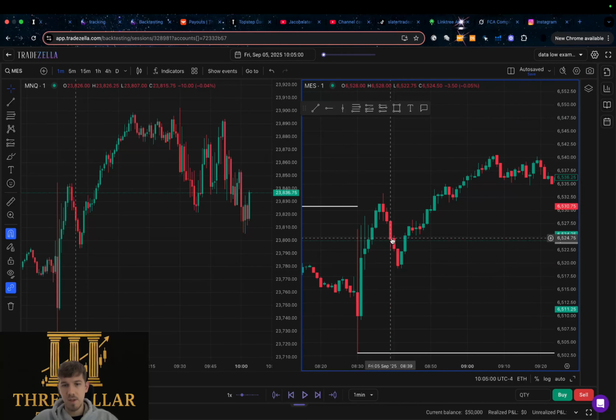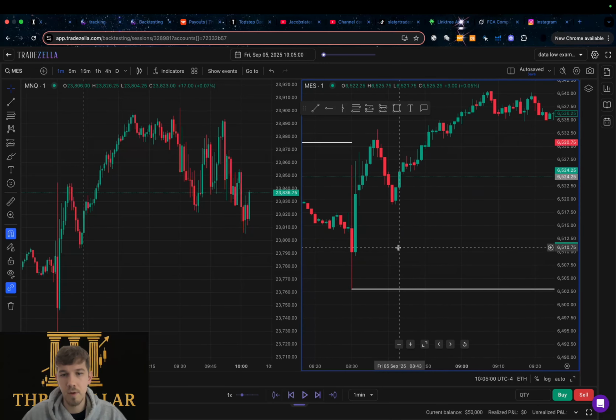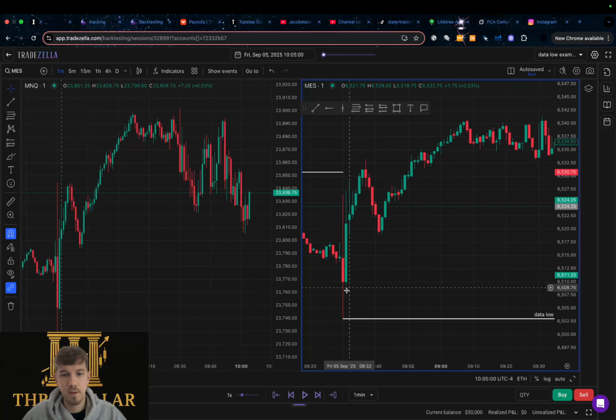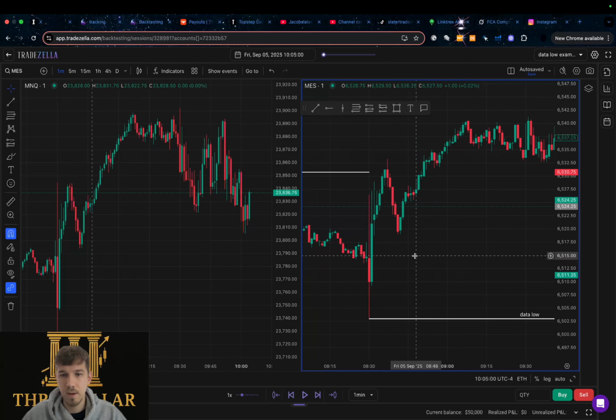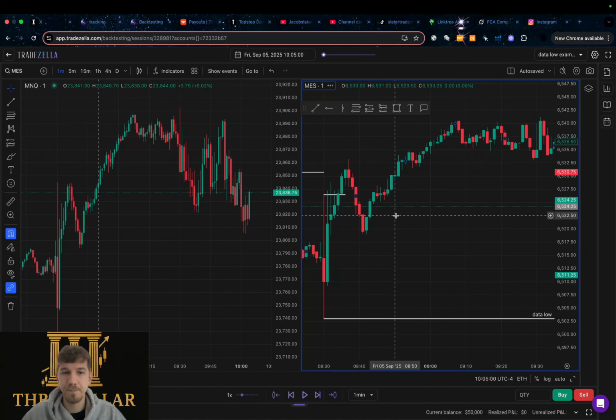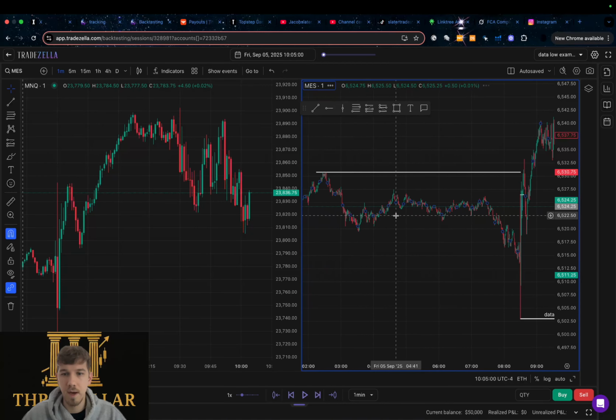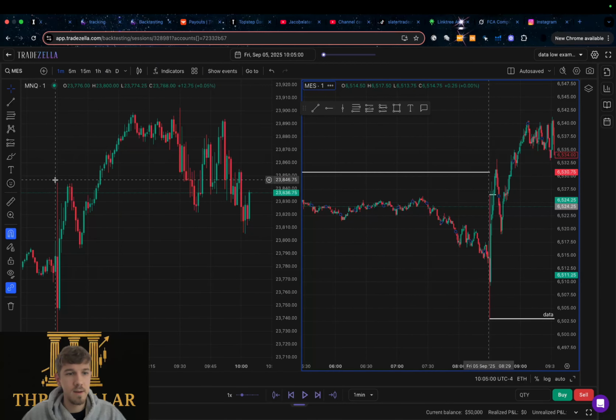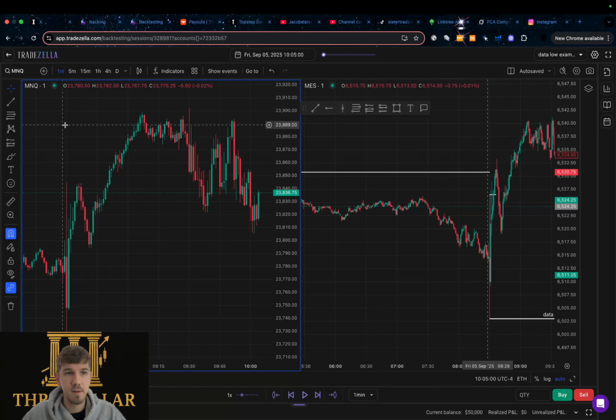Now what tends to happen is you sweep one side of it first before targeting the other side. You sweep one side before then going for the opposing draw, which in this case would be the data low. We've got the actual data high, but we've swept that already, as well as a bunch of other buy side as well. And same on ES, we actually took the high here.